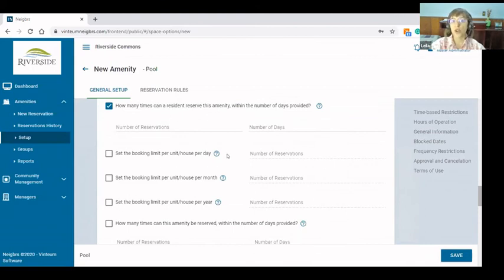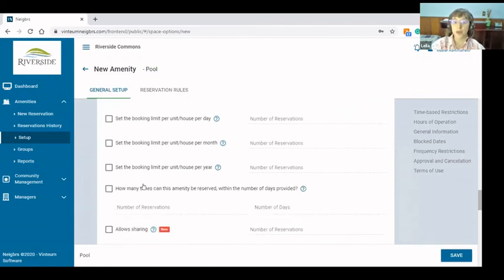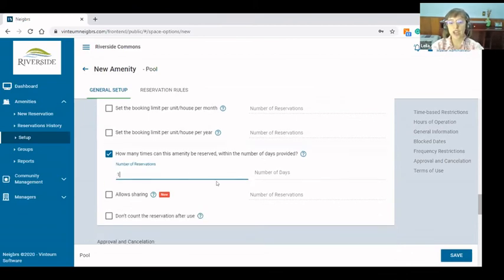I could also block their whole unit. So not just one person, but the whole household couldn't book it more than a few times a day or a month. And then again, within the amount of days provided. So if it's more specific, 28 days rather than a month or something like that, I can include, 10 reservations within 30 days.